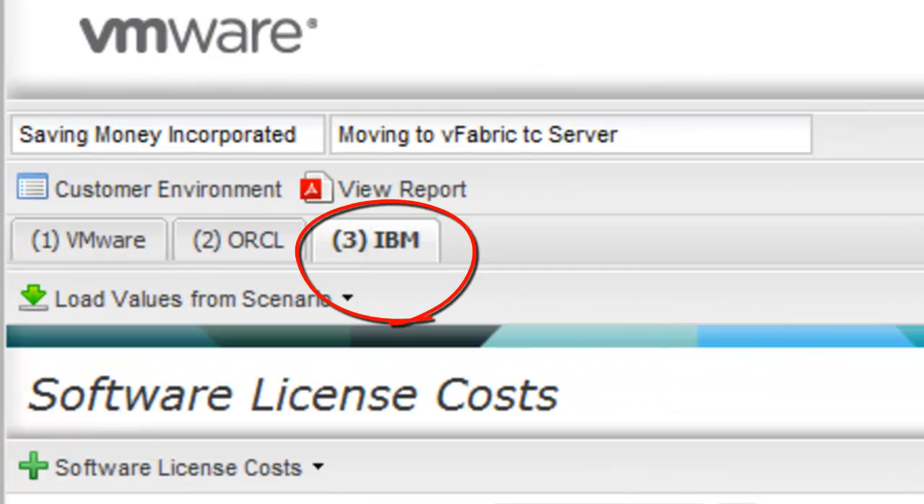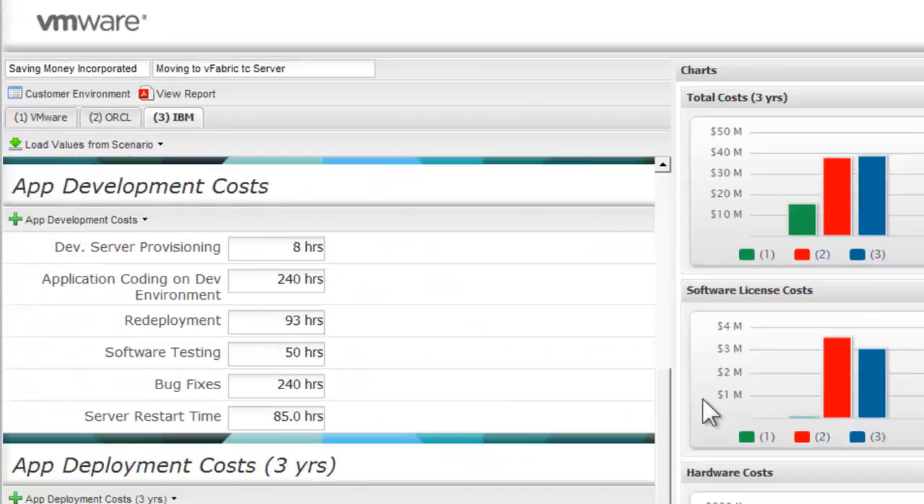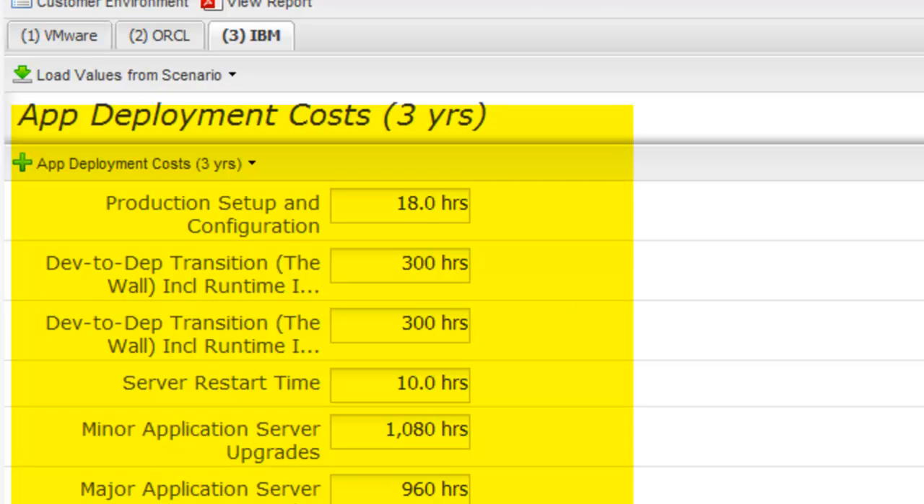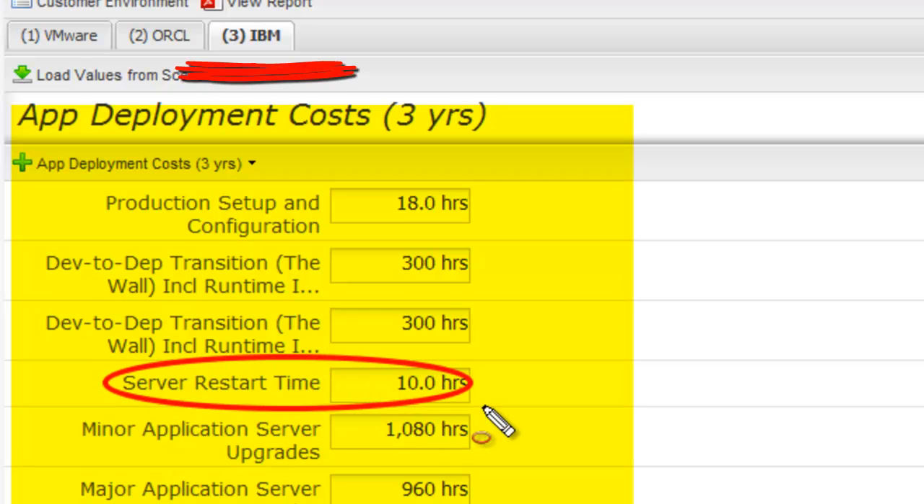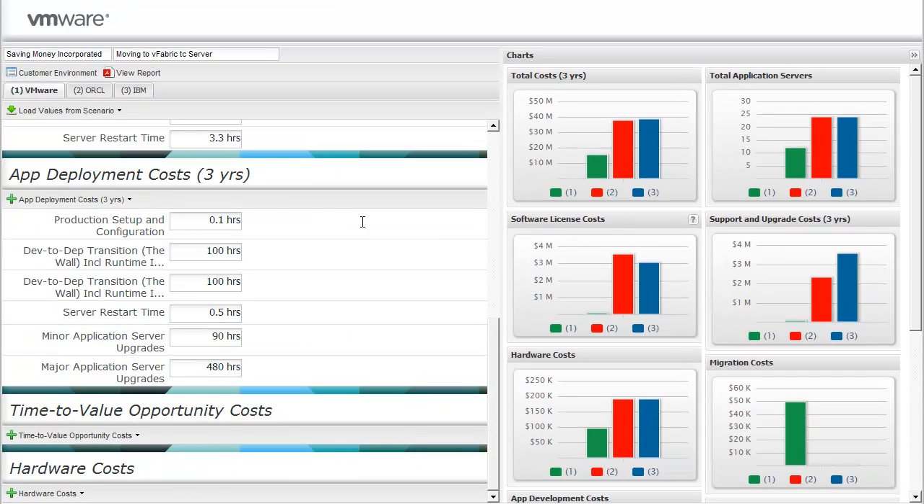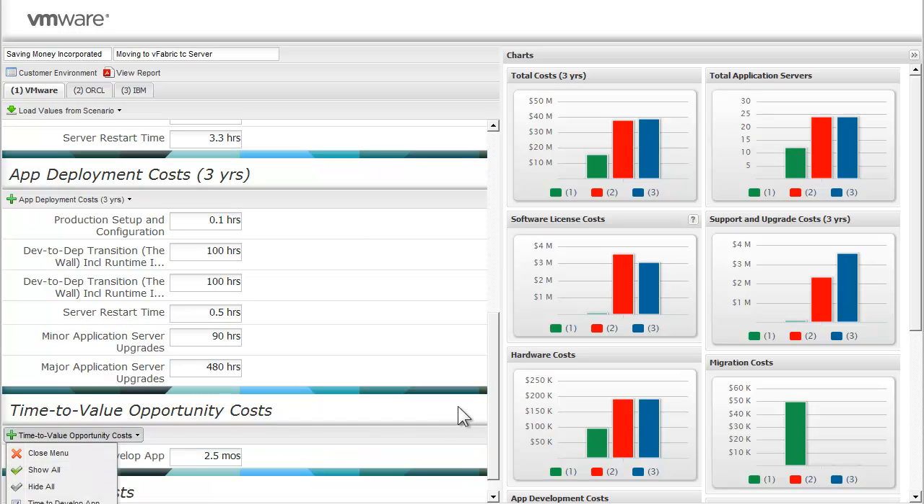vFabric TC Server is extremely lightweight. It has a very short restart time, and the expense for this is very minimal. A commercial application server will have the same disadvantage in production environments as it has for developers in their development environment. A J2EE server with its very long startup times shows the same delay here, the same 20x factor of restarting TC Server versus a J2EE application server.